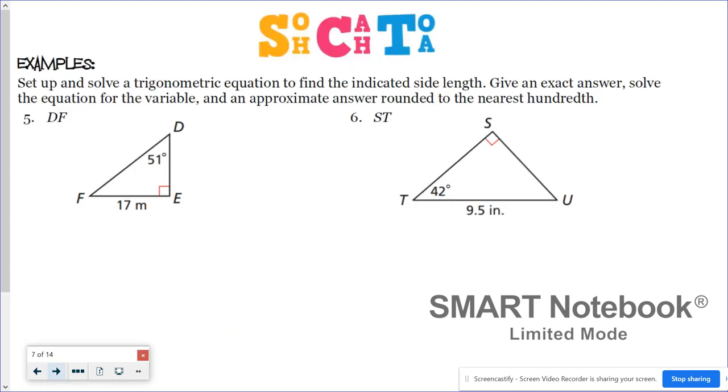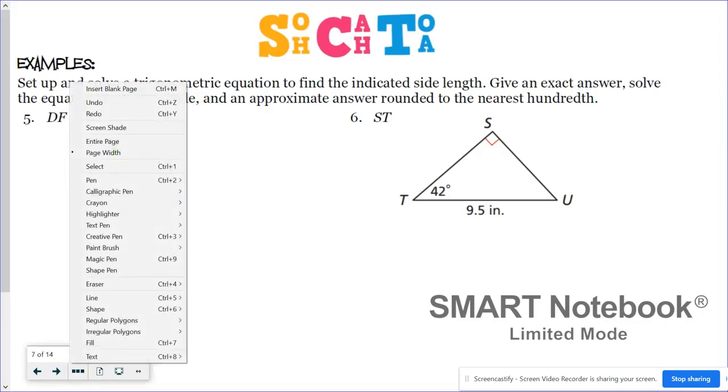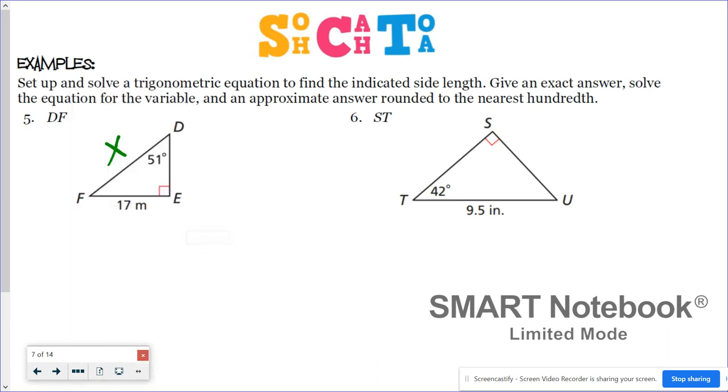So I'm going to skip to some sine cosine problems. In problem number 5, I want to find df. That's what they're telling me to find. So I'm just going to call df by the variable x. And so just like before, I want you to ask yourself, what do I know? What do I need to know? And how can I find it? So I know that angle D is 51 degrees. And I also know the side opposite that angle.